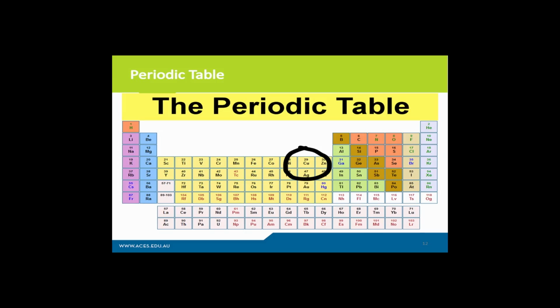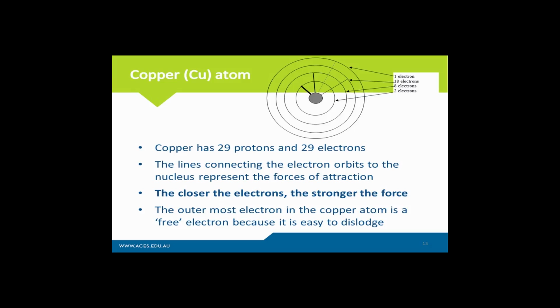So let's have a look back at the periodic table again at copper. Now copper, as we know, is 29 on the periodic table, which means it has 29 protons, which means it has the same 29 neutrons in the nucleus of its cell. And you can see here the electrons. There are 29 electrons scattered throughout various orbits that are surrounding the nucleus.